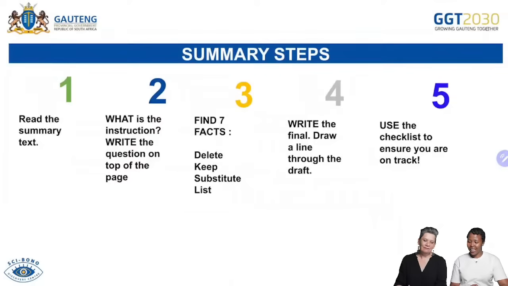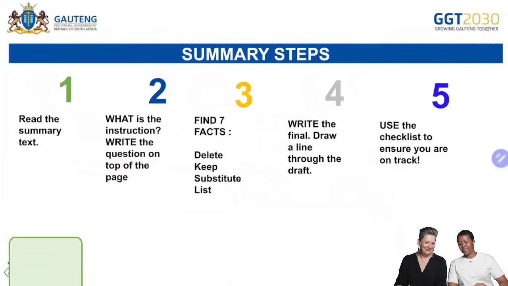Finally, use the checklist to ensure that you're on track. And you're probably asking yourself, where is the checklist? Remember those instructions that are given to you? List your points. Don't use more than 70 words, etc. You check that, and if you are happy, you underline, then you can move to the next question. I hope, Grade 12, you are going to get the summary right.